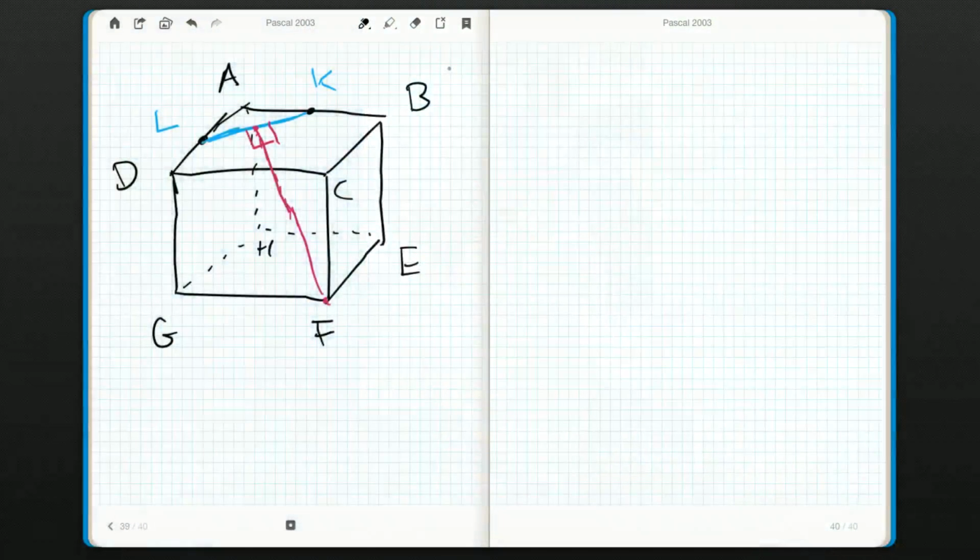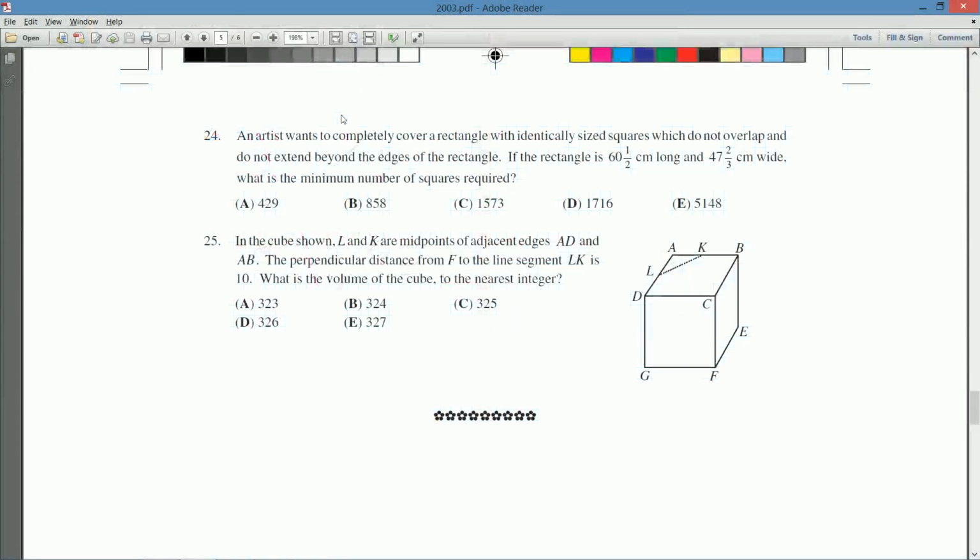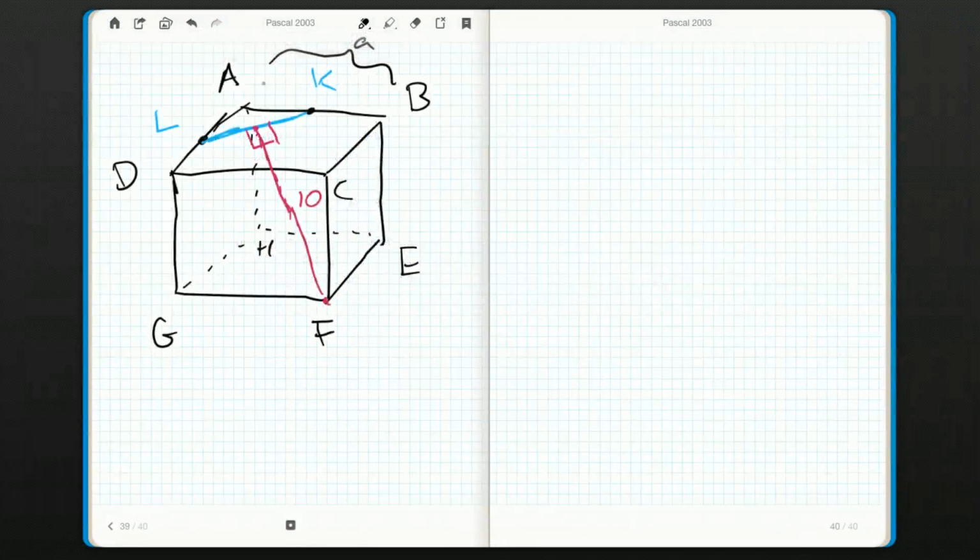Okay, so we've got a length of 10 here. I've got to go back to the red. So we've got 10 here, and I'm going to say this distance here is A. Now, what were we told? I think K and L are midpoints. K and L are midpoints. So immediately I can say A to K is A by 2. Same with A to L.